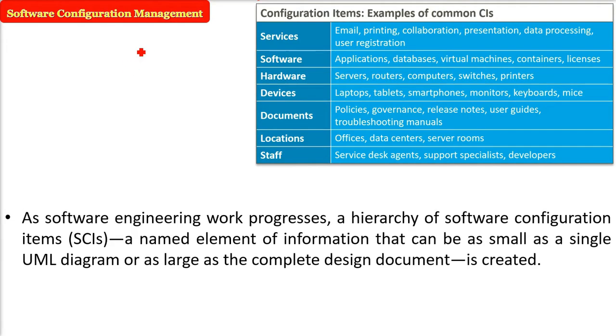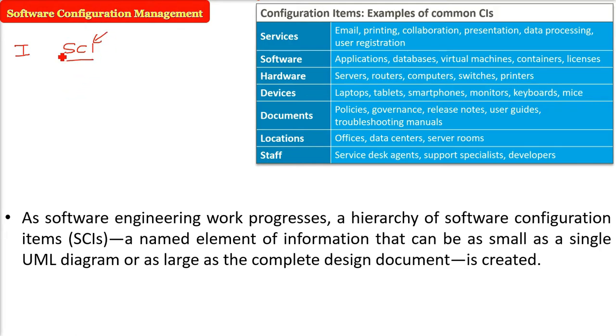So in this software configuration management, I'll call it SCM, whenever the inception of the project takes place, that is the starting of the project, and the software engineering work progresses, there is a hierarchy of software configuration items. That is the work products. So this SCI we are calling in SCM the work product.